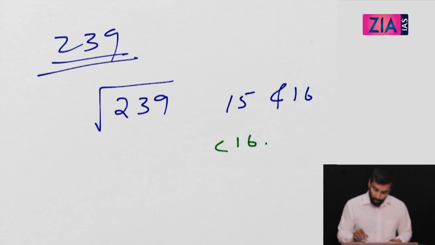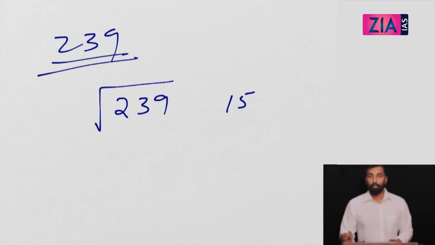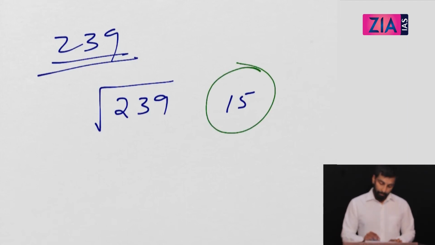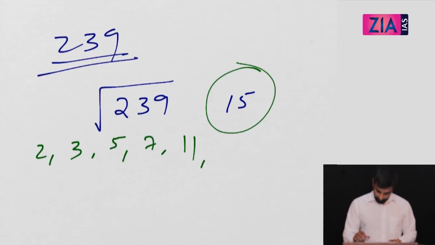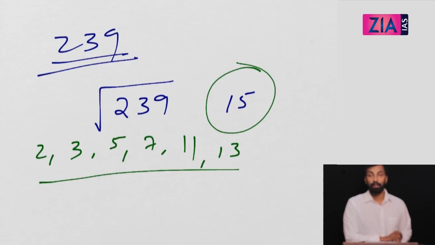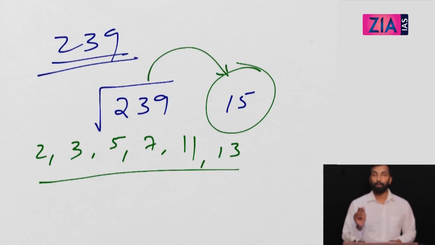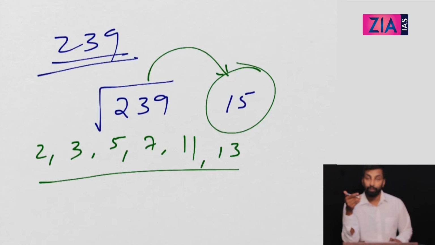And I don't want to write all these things. I just need to know this is 15. So what I need to do is take the prime numbers till 15. What are they? 2, 3, 5, 7, 11, 13. These are the prime numbers till 15. Between 15 and 16, so I take 15. Take prime numbers up to 15. And you start dividing 239 with these prime numbers.